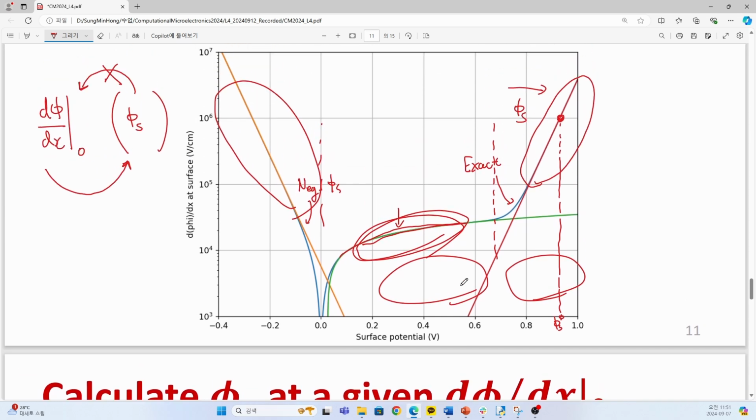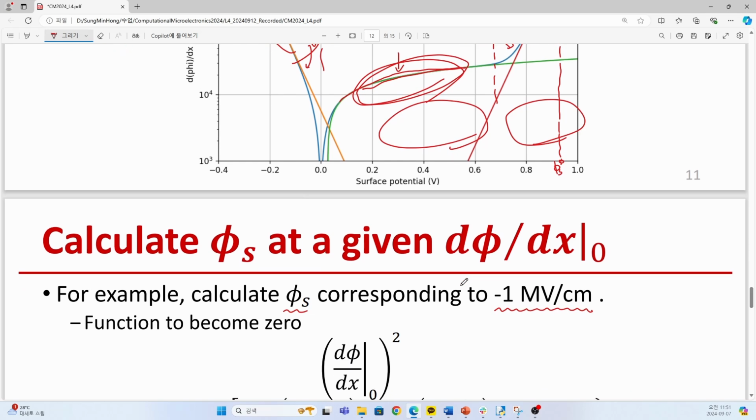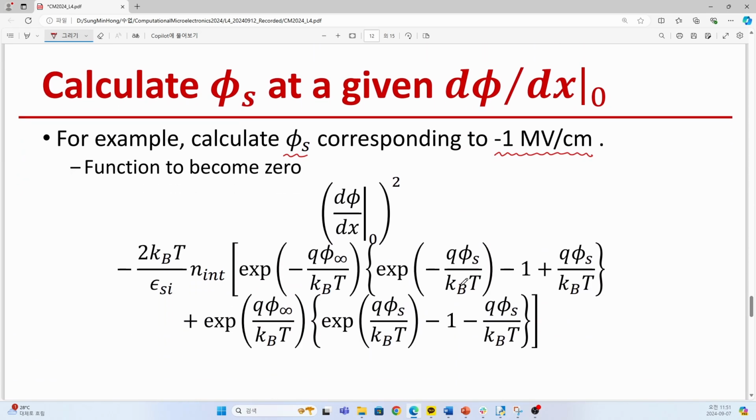But this graph is not always available to us, and this is not the way we do in the compact model or numerical analysis. We should be able to evaluate it directly, so we must use Newton method. In this Newton method, we just treat the function of surface potential, and this function evaluation should vanish. The function to become zero just looks like this.